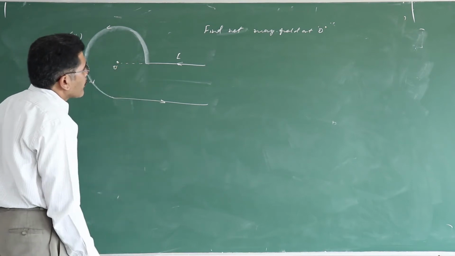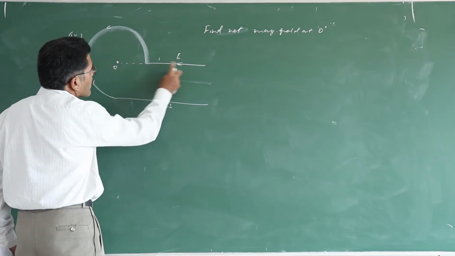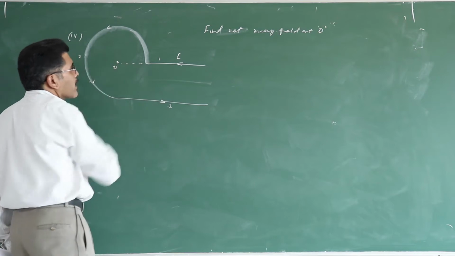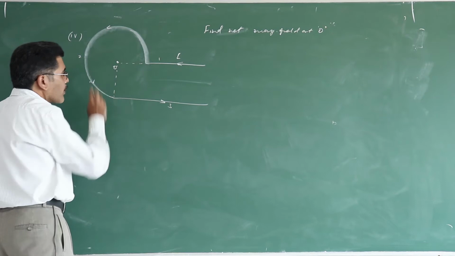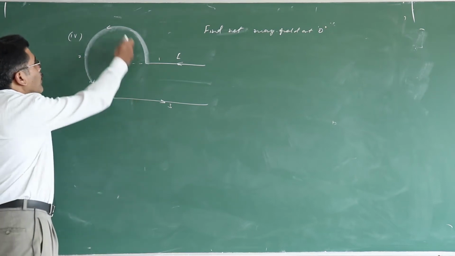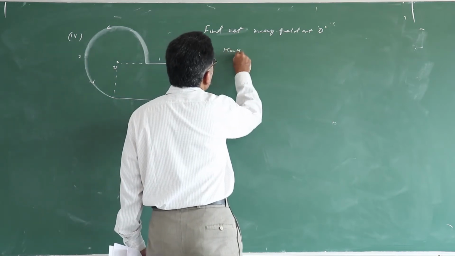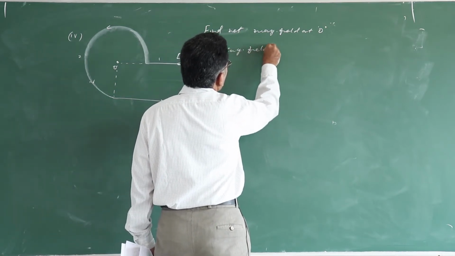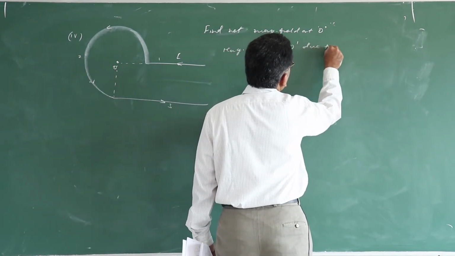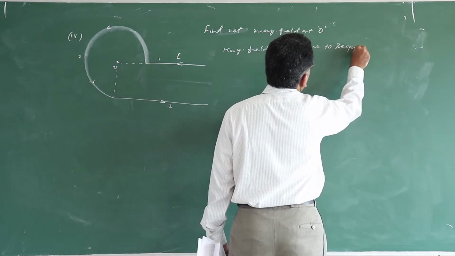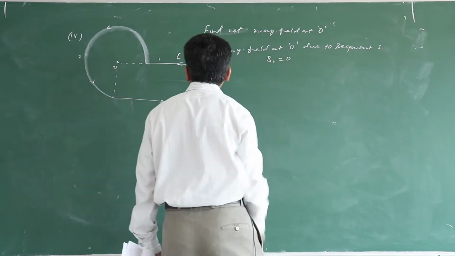See, therefore, if you take this as 1, 2, 3, due to segment 1 there is no magnetic field here, and due to segment 3 there is naturally a magnetic field, and due to this coil there is a magnetic field. See, therefore, the magnetic field at O due to segment 1, B1 equals 0.